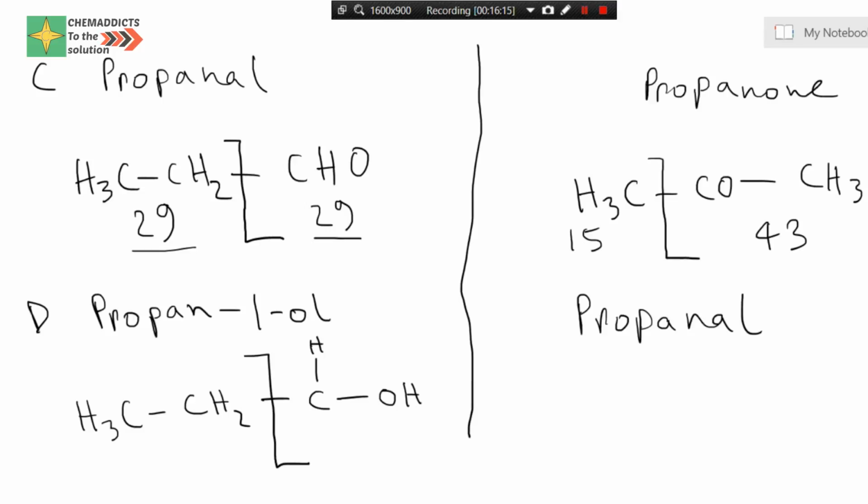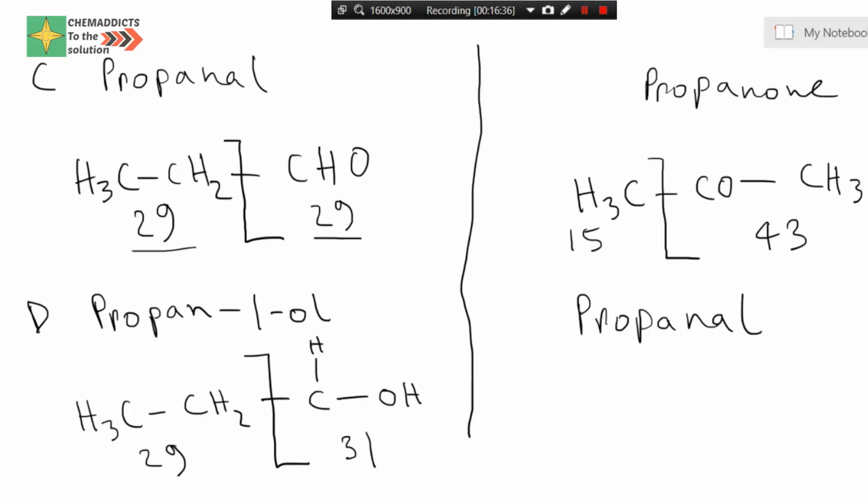If we break the molecule in this manner, this fragmented molecule will have the mass by charge ratio 29, and this fragmented molecule will have mass by charge ratio 31.